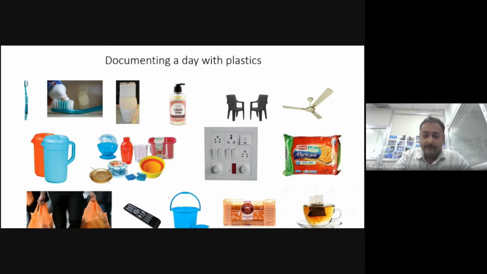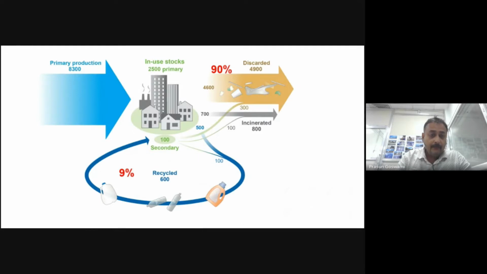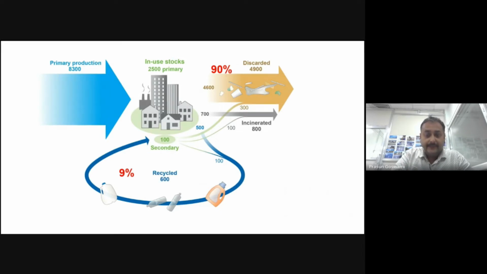The system has been developed in such a way that in some cases we cannot avoid usage of plastics. Plastic is actually one of the greatest inventions of humankind, but the management of plastic has created a lot of issues nowadays in terms of environmental hazard. If we talk about plastic production, right from the beginning, nearly 90% of plastics get discarded into the environment, and only 9% get recycled.